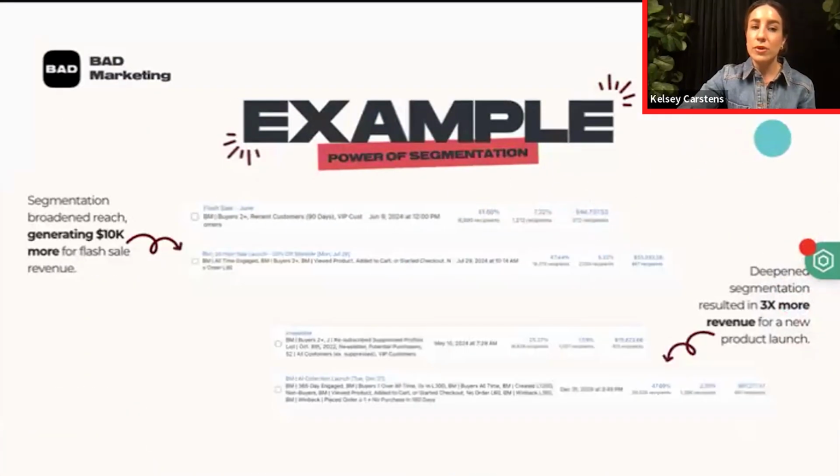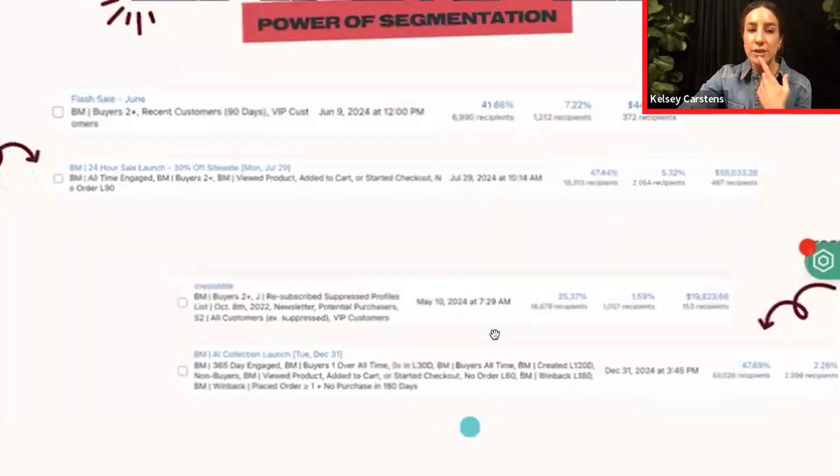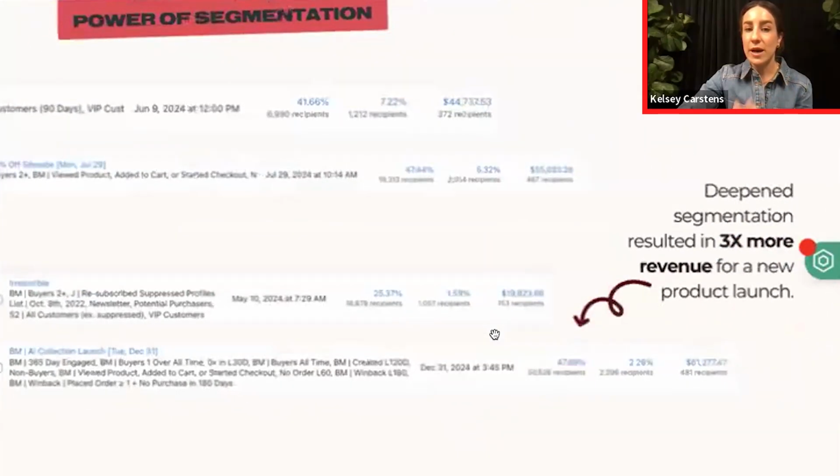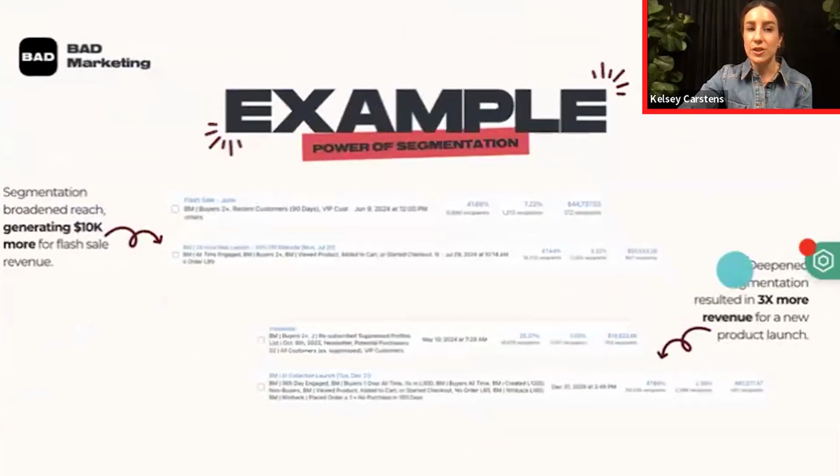Same thing here with a sale. We generated about 10K more in a 24-hour flash sale and actually 3x revenue on a launch by doing the same thing with segmentation. So again, being really strategic and including and excluding in the right amounts.